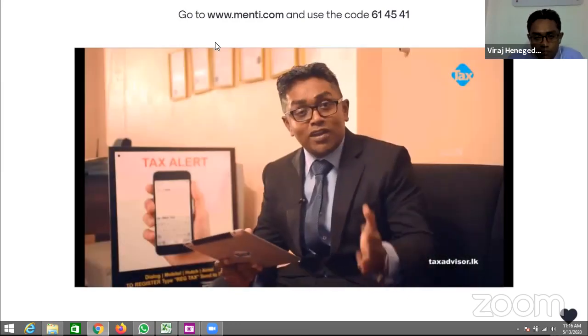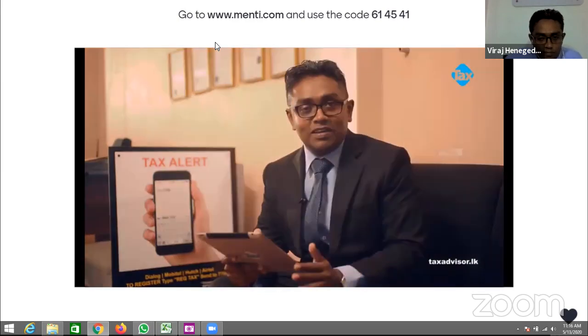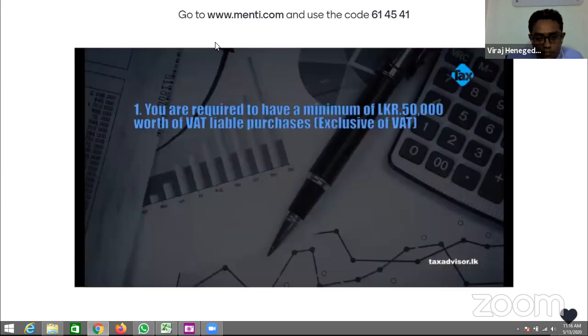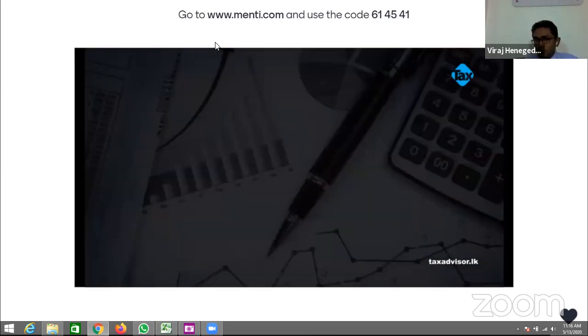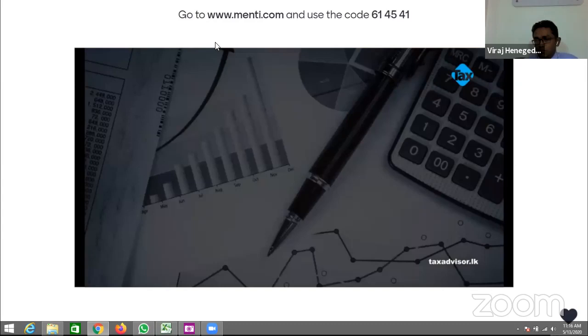Let's look at what are the conditions of the tourist VAT refund scheme. Number one, you are required to have a minimum of 50,000 Sri Lankan rupees worth of VAT liable purchases. That is exclusive of VAT. Under that, there are two criteria.